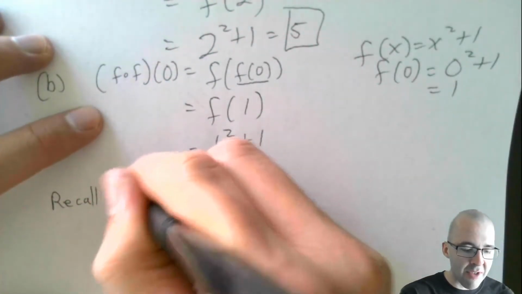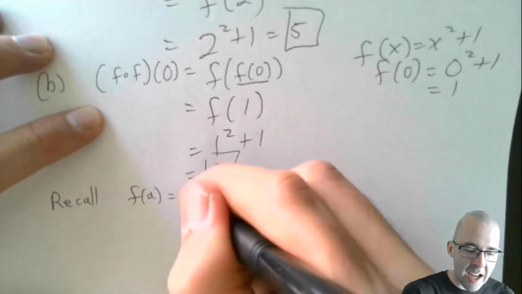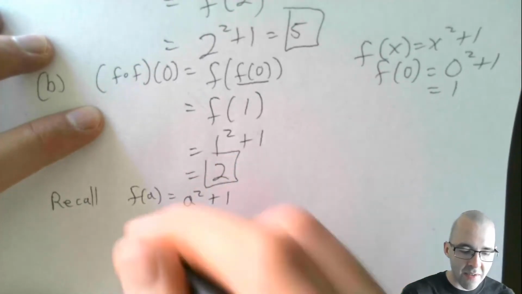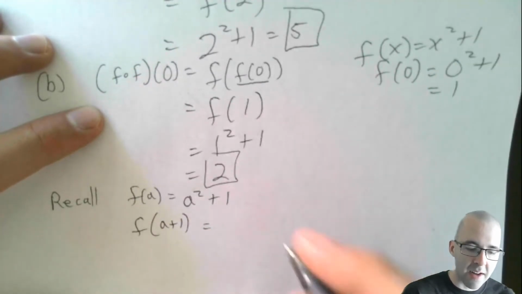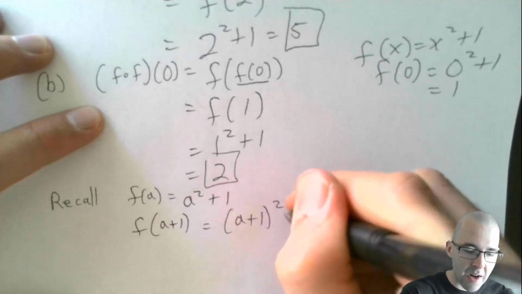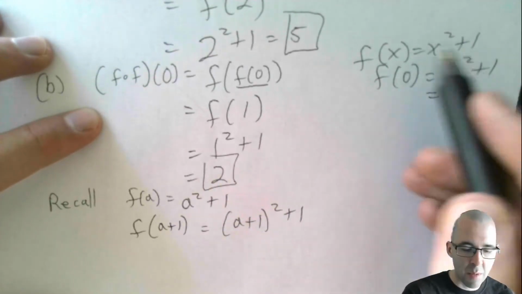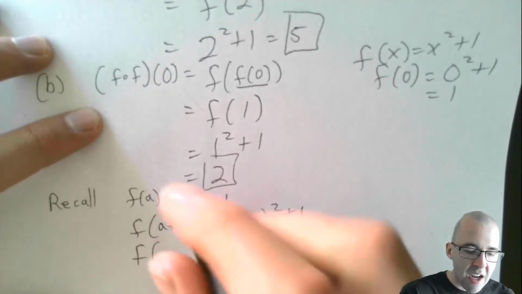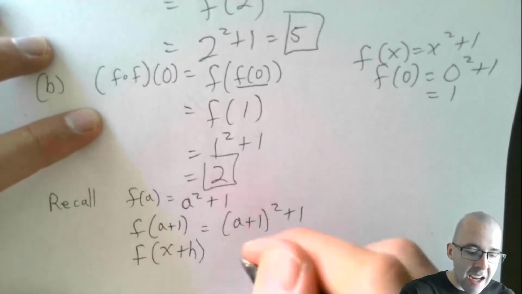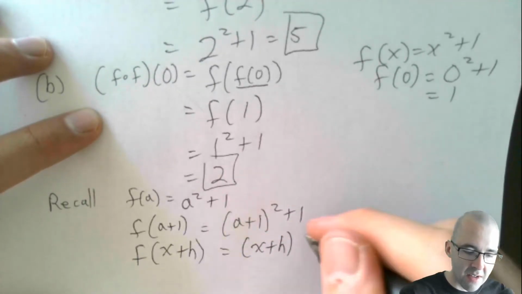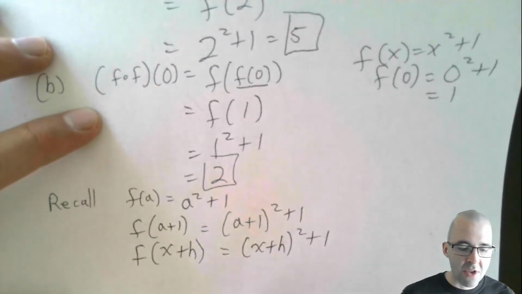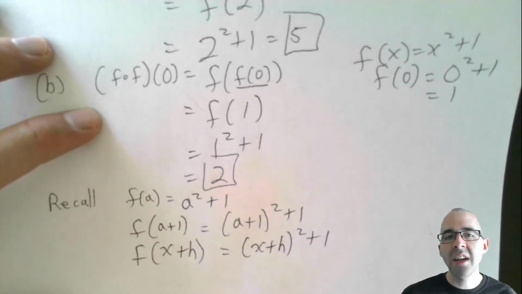If I ask you what is f of a, you just plug in a. You get a squared plus 1. If I asked you what is f of a plus 1, you just plug in a plus 1. You're going to get (a plus 1) squared plus 1. You're just plugging it into the function here. If I asked you what is f of x plus h, well, you just replace the x with x plus h. Okay? Just like so. So that sort of thing is going to be really, really important here.